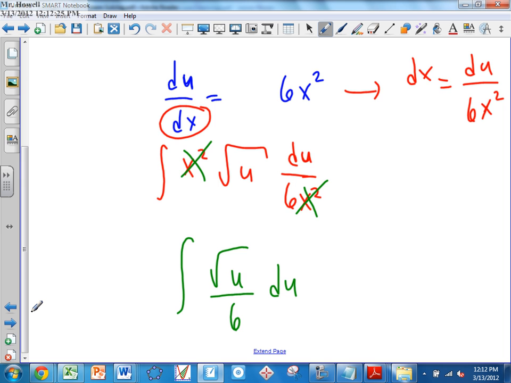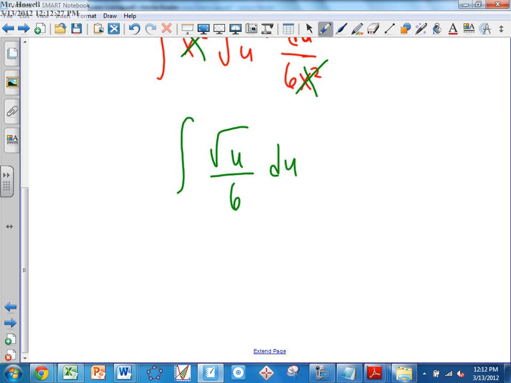U to the 1/2. So, take out the 6, because remember, any constants that are multipliers can come out front. That was one of our rules from integrals. So put a 1/6 out front, and you're doing the integral of u to the 1/2 du. And now, as Kenny said, we're not integrating with respect to x anymore. What are we integrating with respect to? U. And this is an easy integration.